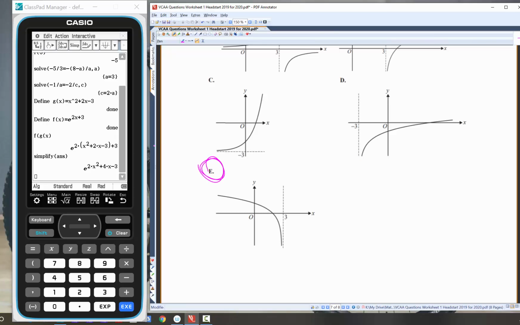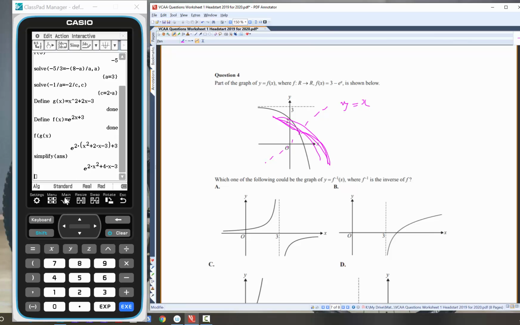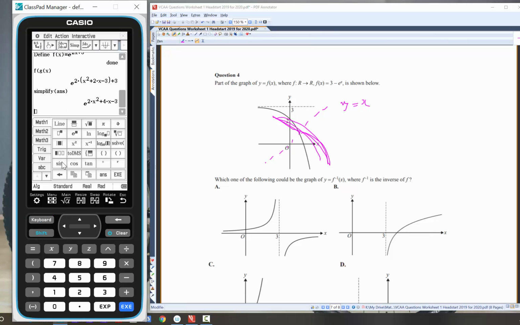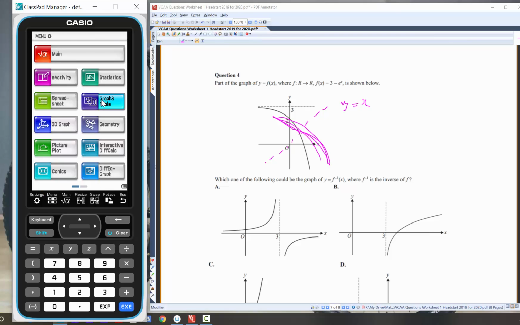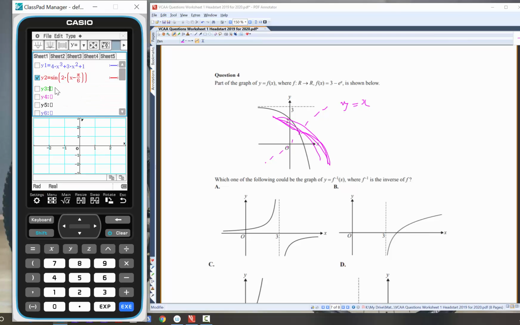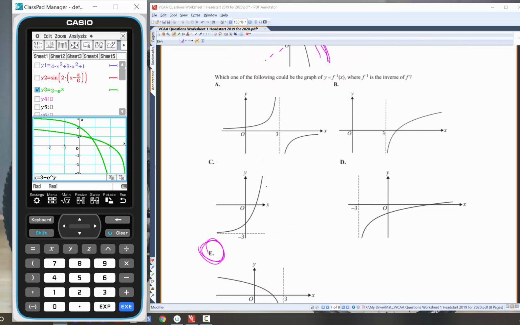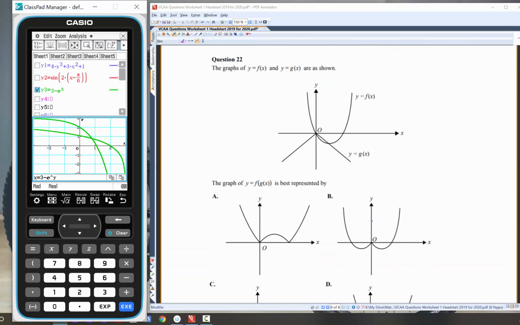All right. Again, how can you do this on the calc? So let's go over to menu, graph, and what I'm going to do is 3 take shift 4 e to the x and graph that thing. And analysis, G solve, sketch, inverse, there it is there. Pretty clear that that's the only one that even closely resembles the inverse function on the calc. All right, and on to the last one here.